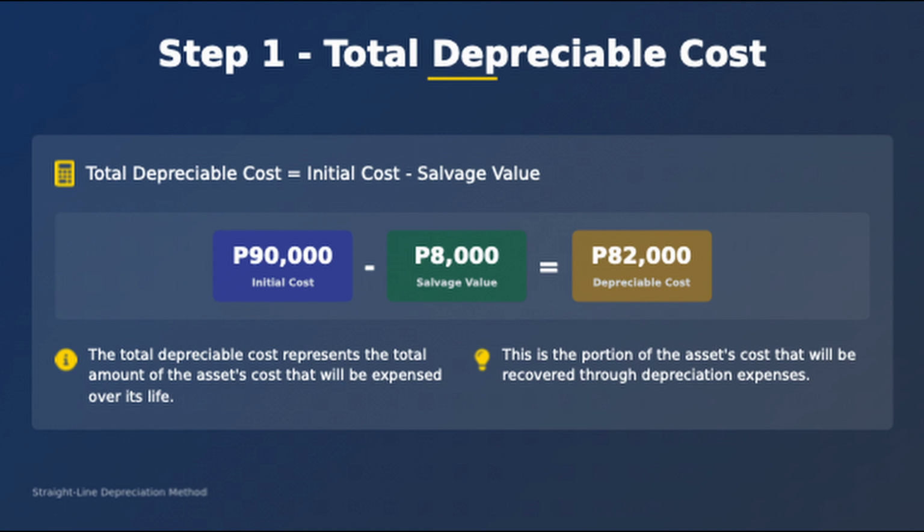For the first step, we need to find the total depreciable cost. This is the total amount of the asset's cost that will be expensed over its life. We need to subtract the salvage value from the initial cost. So for the calculation, 90,000 pesos minus 8,000 pesos equals 82,000 pesos. So the electronic ballast has a total depreciable cost of 82,000 pesos.